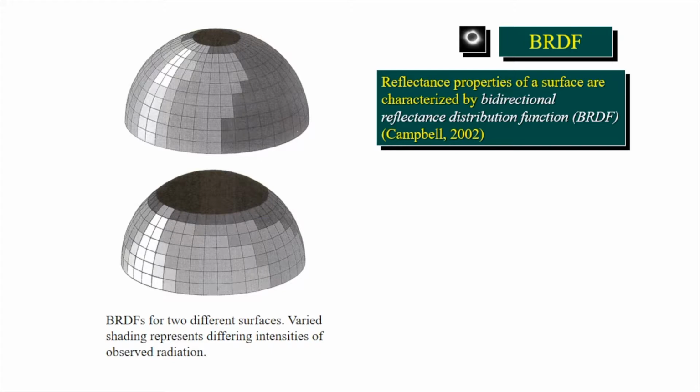And so we should note that reflectance properties of a surface are characterized by what we refer to as the bidirectional reflectance distribution function, or the BRDF, which I've referred to in a prior lecture. What we see here in this figure are the BRDFs for two different types of surfaces. We have discretized these surfaces over the whole 2 pi hemisphere into different sectors, if you will, and the different shadings correspond to different reflectivities in various portions over the 2 pi hemisphere over a particular type of target or material.